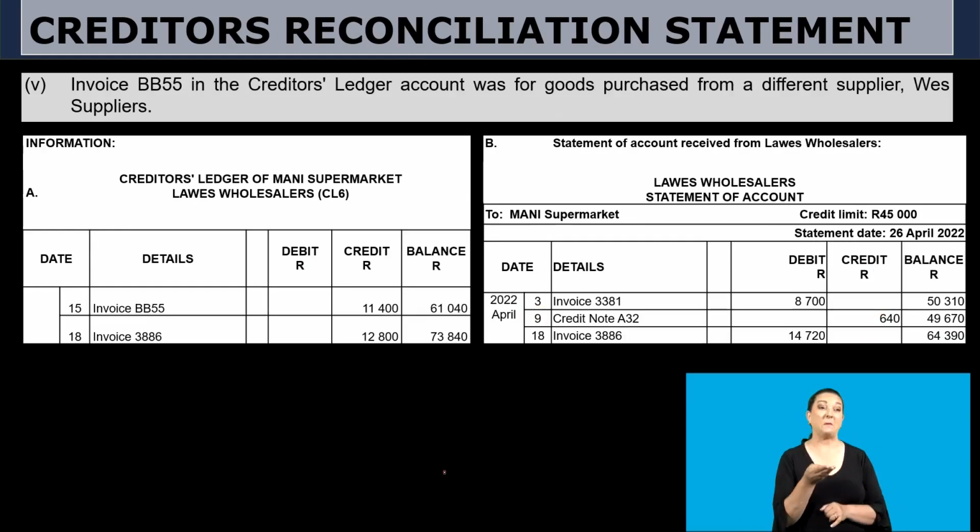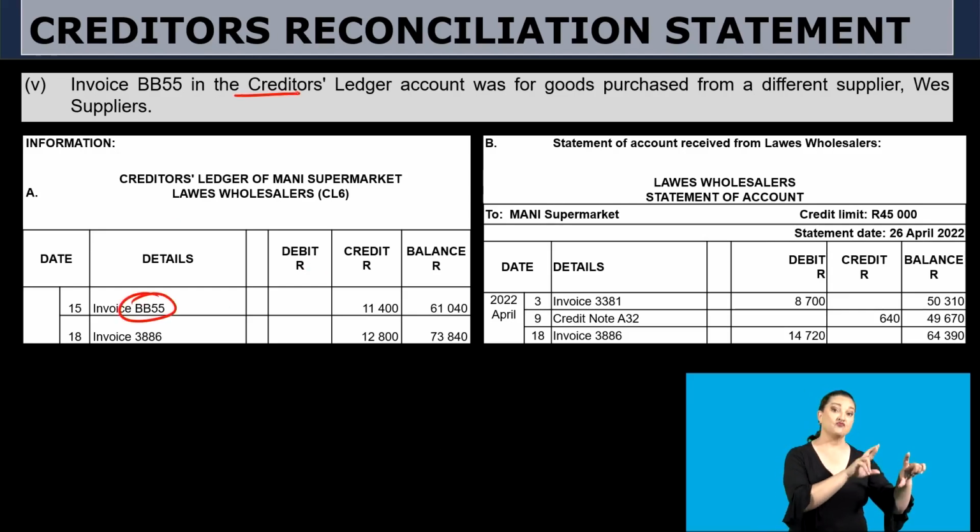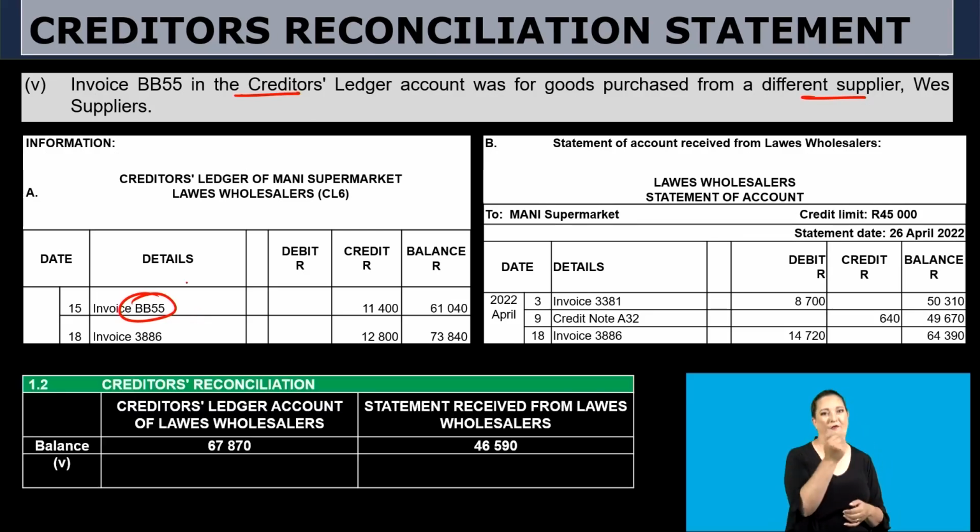Invoice BB55 in the creditors ledger was for goods purchased from a different supplier, West Suppliers. That means we entered an invoice for goods we purchased from a different supplier in the wrong ledger. So we must take it out. We understand that an invoice is added, so to take it out, we'll simply say minus 11,400. That is how we would correct that one.